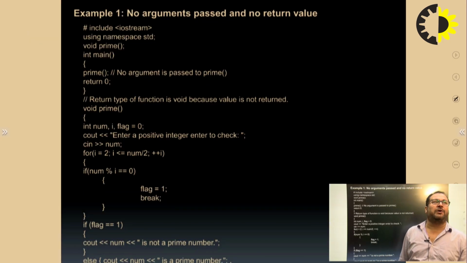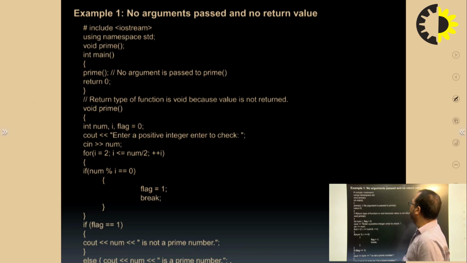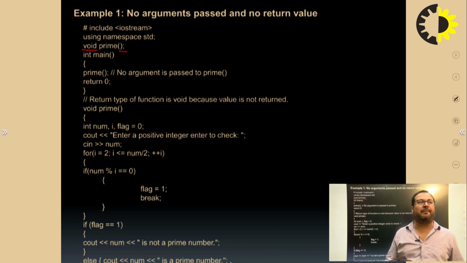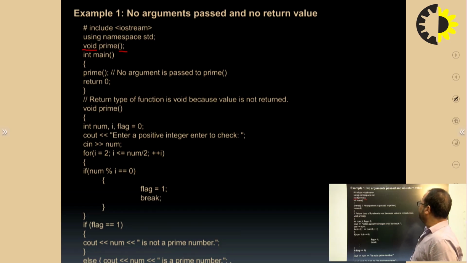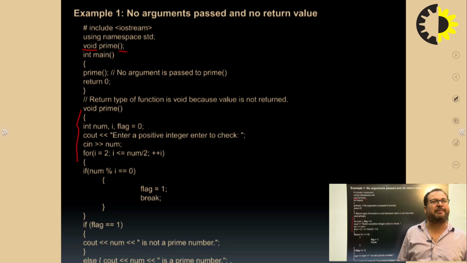Okay. So here we can see no argument passed and no return value. For example, void prime: there is no return value, simple void, and there is no argument. So this is the prototype declaration. The function prime is going to check whether a number is prime or not. So simply we call prime. Once we call this function, its control jumps to the definition portion and it will check whether the number is prime or not.